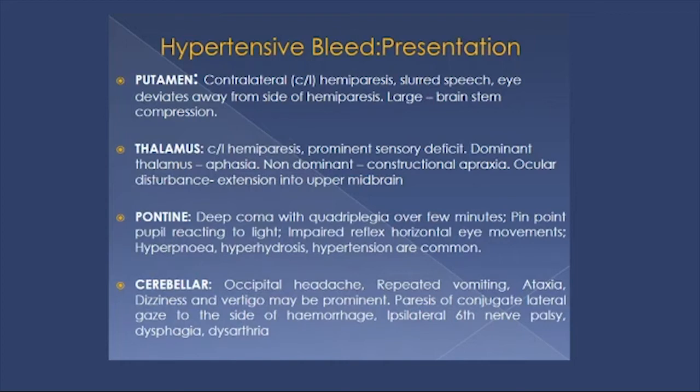Patients with thalamic bleeds, as Dr. Carol pointed out correctly, have prominent sensory deficits, but you can get overlapping syndromes. You can get hemiparesis, and in the dominant thalamus, patients can present with aphasia, and constructional apraxia in the non-dominant thalamus. If it extends upward to the midbrain, you can get ocular disturbances. For pontine bleeds, I think it's quite clear usually from the anatomic information that you get deep coma with quadriplegia, pinpoint pupils, and other signs of autonomic disturbances.